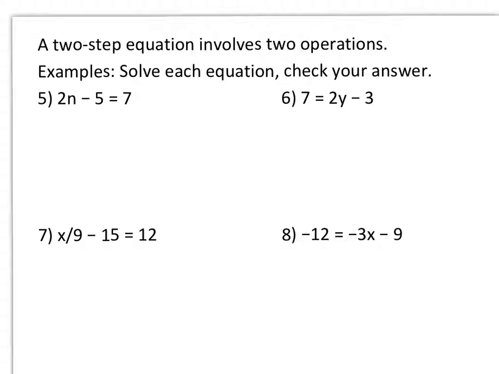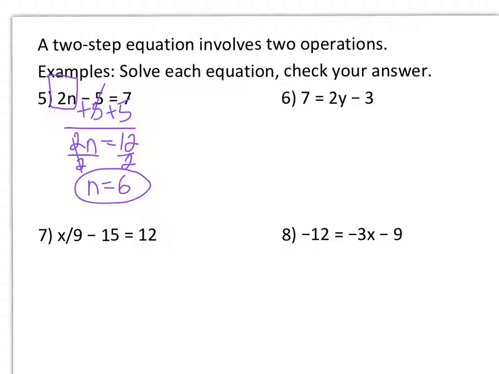So solving two-step equations is very similar to solving one-step, just that there's going to be a second step. So in number 5, we have 2n minus 5 equals 7. And we always want to add or subtract first and then multiply or divide to get our variable by itself. So we want to get 2n alone. My first step is going to be to add 5 to both sides. And I'm left with 2n equals 12. To get n alone, let's divide by 2. 12 divided by 2 is positive 6.